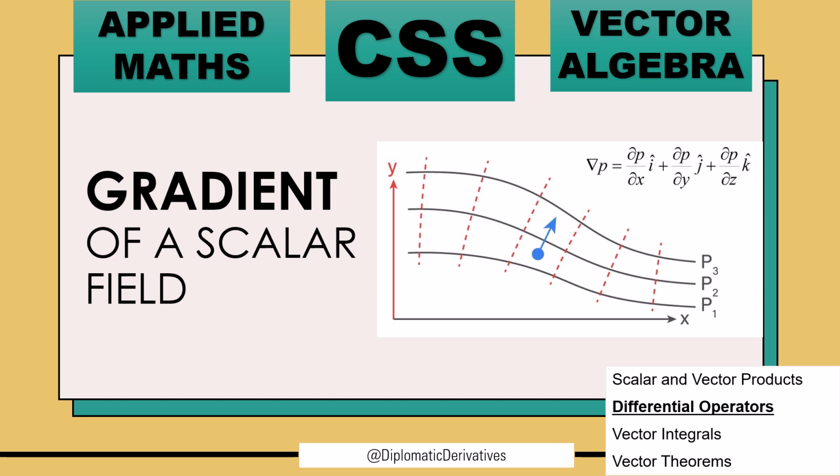Today we are going to move forward to the next major topic in vector algebra, that is differential operators. So in differential operators, we're going to start with the basic concept, which is about gradient of a scalar field. Because using this concept, we will be moving forward towards divergence of a vector, curl of a vector. Those are important concepts in CSS. So first, we will focus on the base of those concepts, that is a gradient of a scalar field. So let's see what is a gradient.